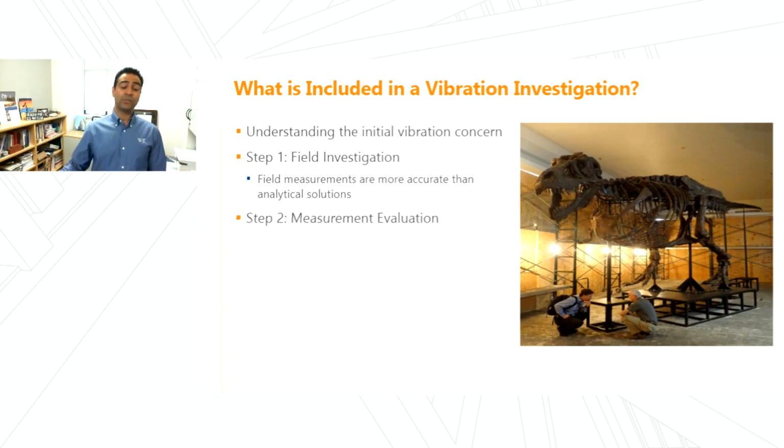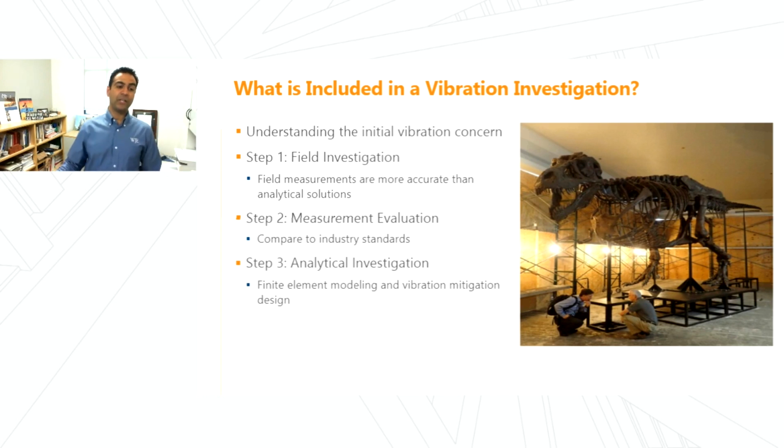The second step is to evaluate the measurements that we collected, and there are many different standards, as Rich covered, that require different analysis techniques. The purpose of this will be to process the vibration data that we collected to be able to compare it to the industry standards that are appropriate for the use that we have. And then the third step is the analytical investigation. That usually includes building a finite element model of the structure, using the measurements that we collected to calibrate the model, and then trying out different vibration mitigation strategies that we will be covering later in this presentation.